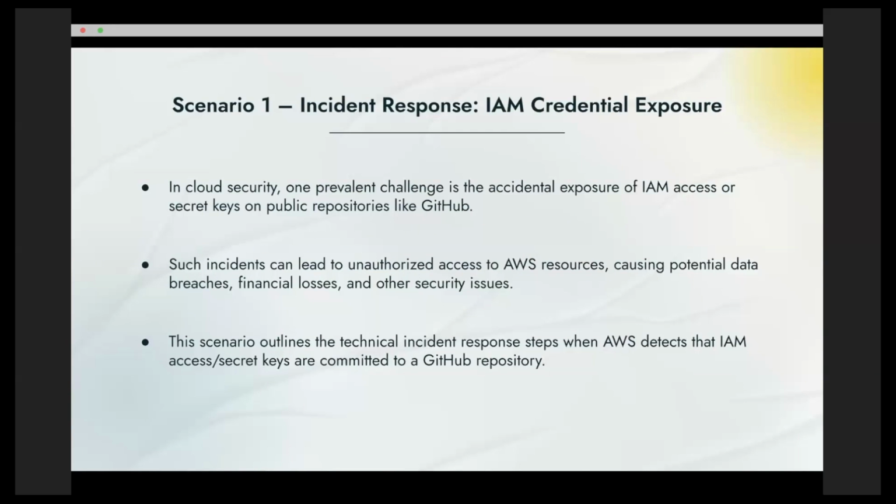Suppose in this scenario, we have assumed that our access key ID and secret keys are accidentally pushed to a public repository like GitHub, and these credentials can provide unauthorized programmatic access to an attacker for any resources which are available to this IAM entity. That's the issue, and we will look at steps on how to deal with such incidents.